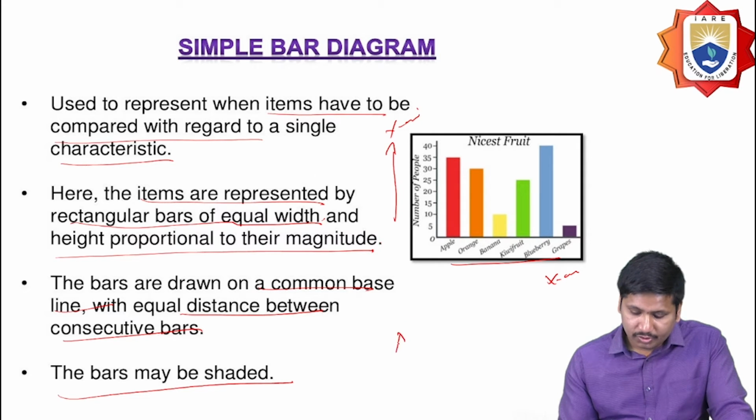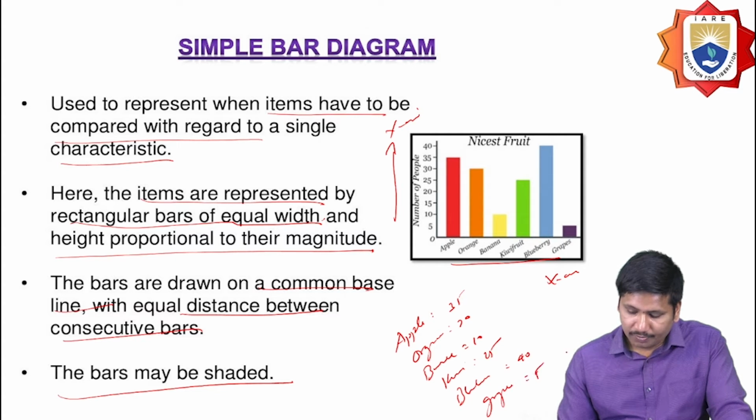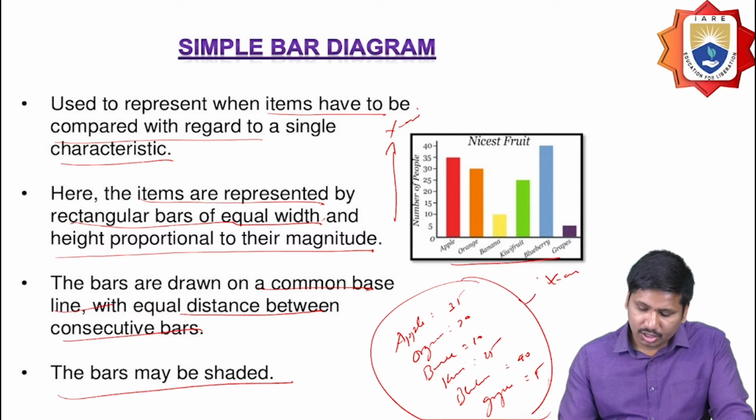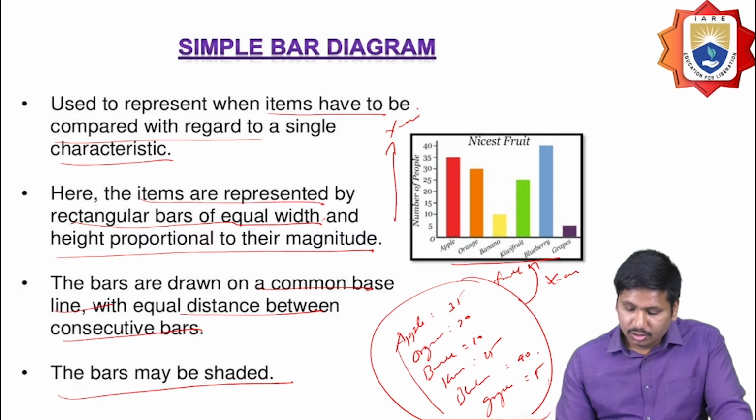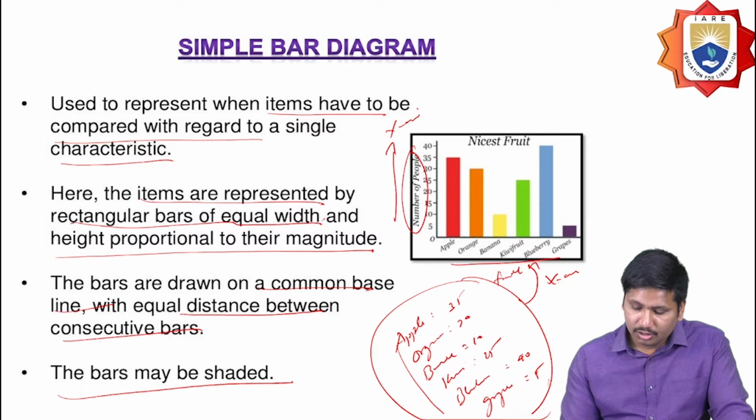Suppose for apple, the number of people liking is 35. For orange it is 30, and banana some 10, and kiwi around 25, and blueberry 40, and grapes 5. So this is the data I have. For this I have to construct this bar diagram. The fruit names will be on the x-axis, and the number of people on the y-axis. Apple, how much? 35.